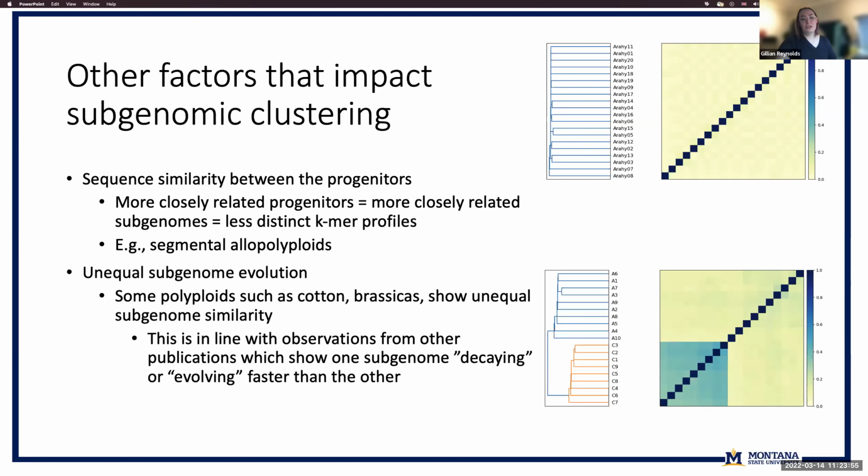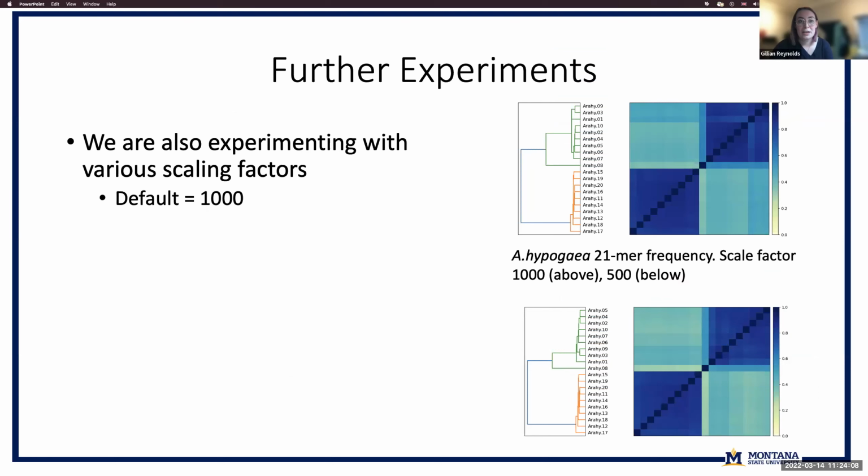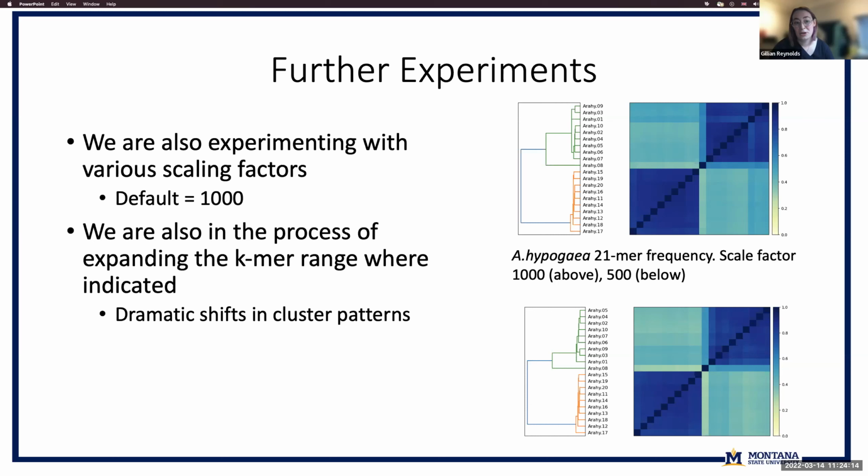And we have unequal subgenome evolution. So some polyploids will show that unequal subgenome similarity, and over time maybe that will cause the one subgenome to not cluster properly if they continue to lose that similarity. We did experiment with different scaling factors, but this is still experimental, and we are in the process of expanding the k-mer range. Generally I'm expanding the k-mer range sampled when there's dramatic shifts in cluster pattern.